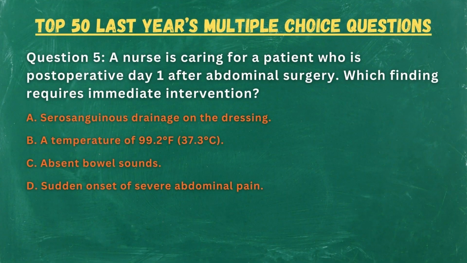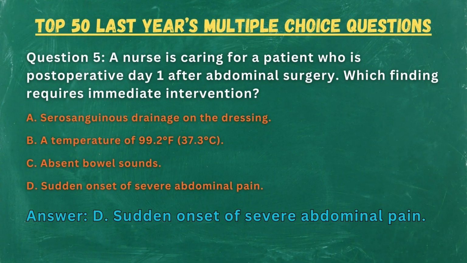Question 5. A nurse is caring for a patient who is postoperative day 1 after abdominal surgery. Which finding requires immediate intervention? A. Serosanguinous drainage on the dressing. B. A temperature of 99.2 degrees Fahrenheit, 37.3 degrees Celsius. C. Absent bowel sounds. D. Sudden onset of severe abdominal pain. Answer. D. Sudden onset of severe abdominal pain.